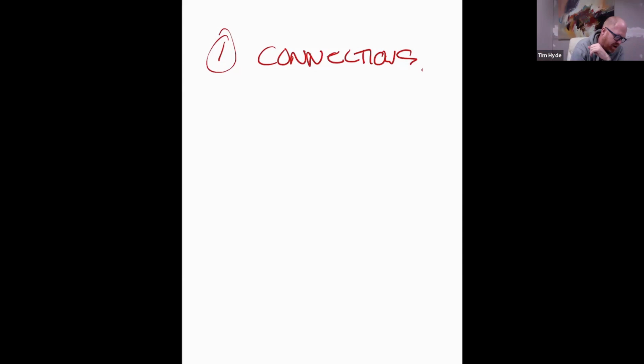The second one is in your pipeline. Now, again, let's see a quick show of hands. How many of you have some form of pipeline management tool that tells you where your quotes are, where your conversations are? Again, not very many. Okay, Nick's got one. Again, we need to do that. A lot of the time we don't know where our opportunities are.